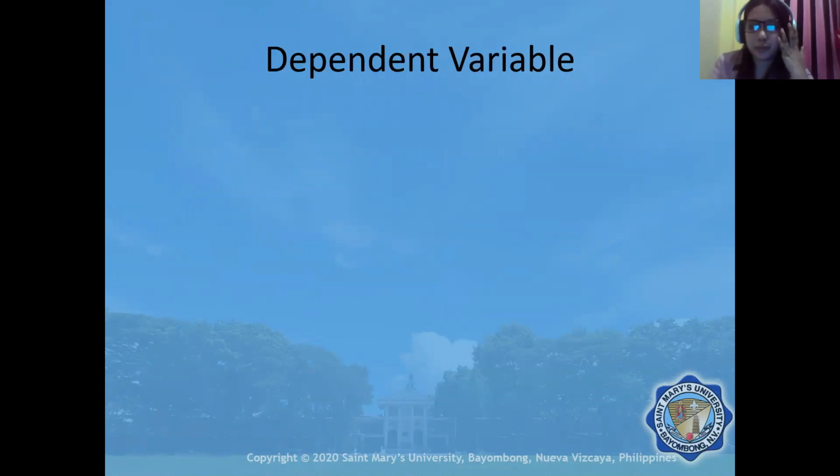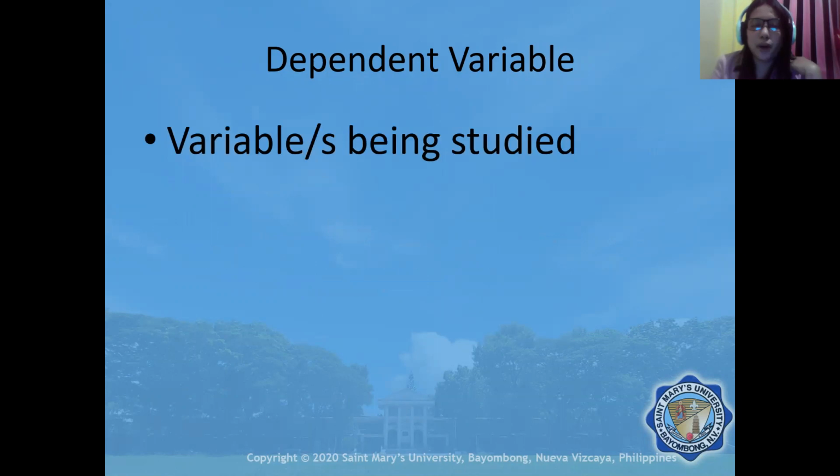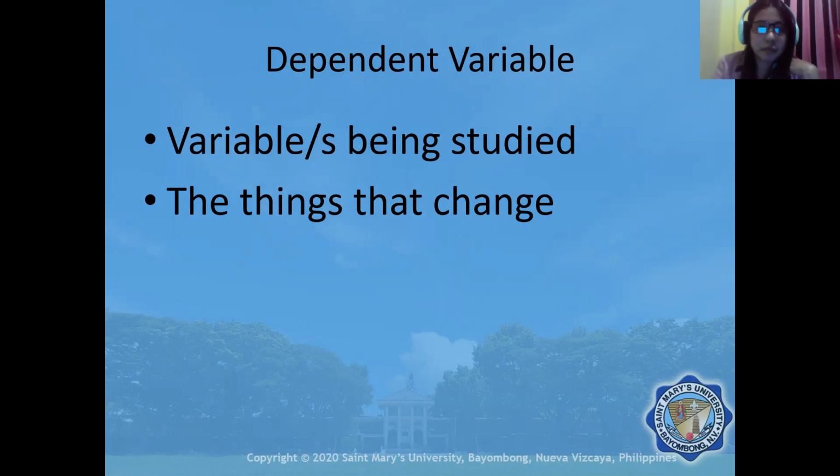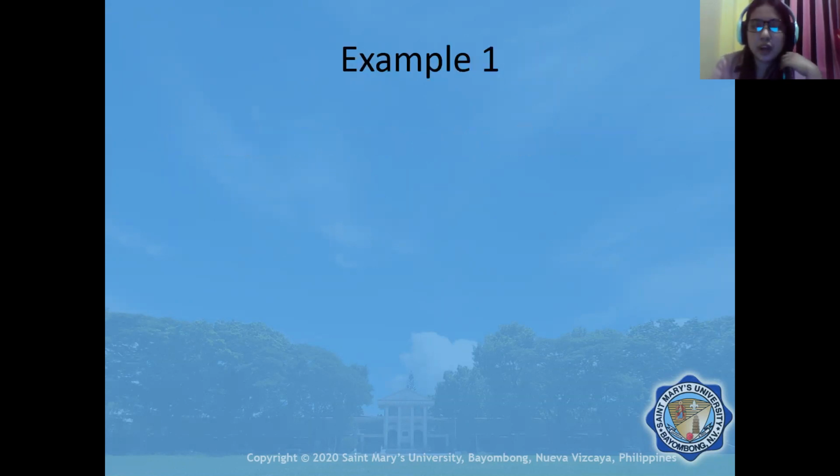How about the dependent variable? So what is a dependent variable? These are the variables being studied. It is the things that change. And of course, this is the variable that you intend to measure. And you think that this variable is also affected, as mentioned, by our independent variables. Okay, so to better understand the difference between independent and dependent variables, let us consider the following examples.